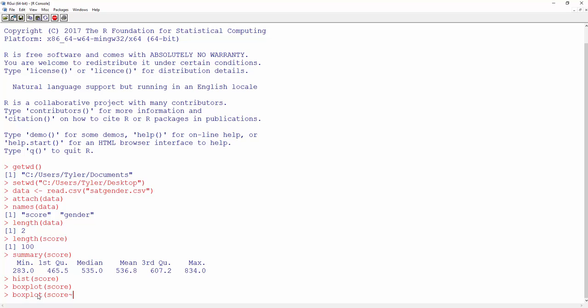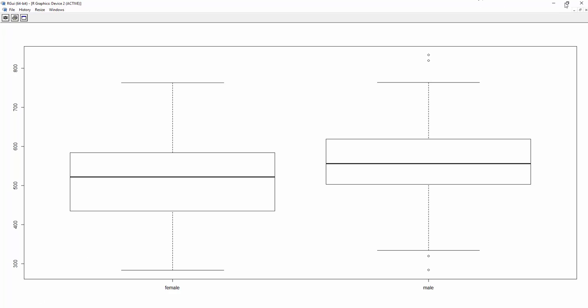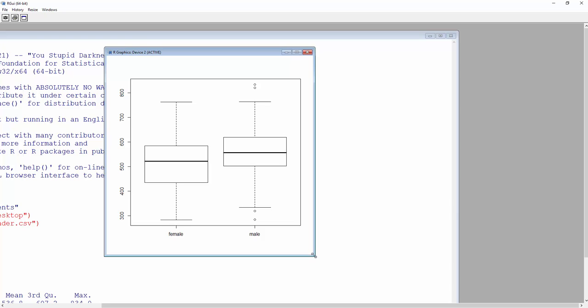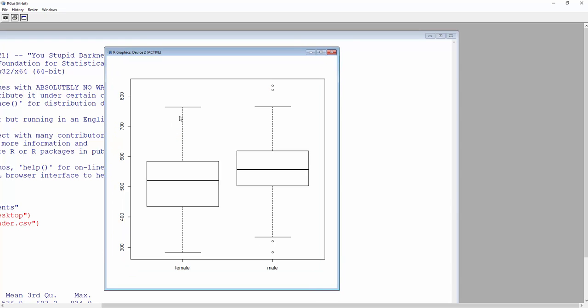So we hit boxplot score and then this what's called a tilde, and then if we type in gender, what this is telling R to do is, let's make a boxplot of the scores, but I want you to break it out by gender. So now if I hit enter with this, you can see it's broken out by gender. This is where I'm able to compare side by side. So here are the female scores and here are the male scores.